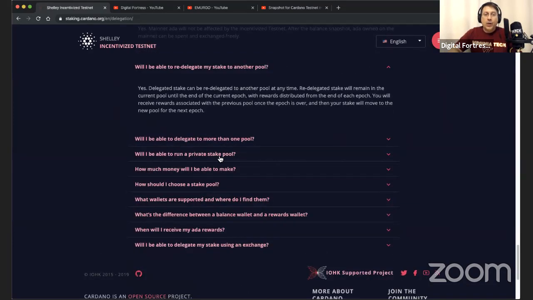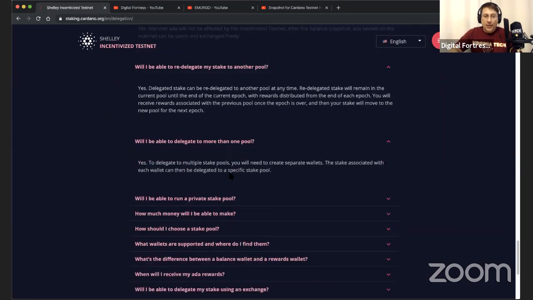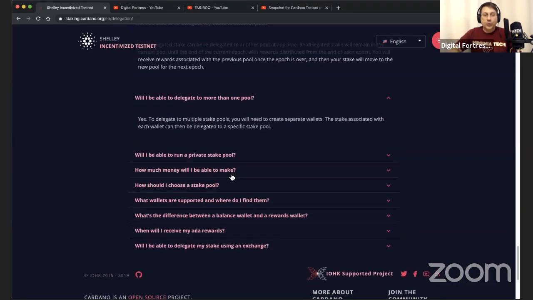The next question, will I be able to delegate to more than one pool? Yes, to delegate to multiple stake pools, you will need to create separate wallets. Okay, so currently, if I have 100 ADA, I split it into two wallets, 50 and 50. One wallet I delegate to one pool, another one I delegate to a different pool. Currently, we are able to do that, and we do that on the testnet. I've tested it, and that works.